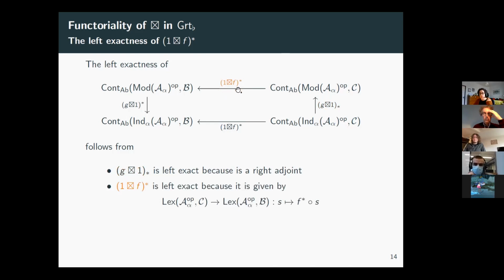This one, which in the general case had this complicated, or not very explicit description, in this particular place, because we're working with modules in this argument, has actually a very nice description that one can prove: these continuous functors from Mod A alpha up to C are precisely the left exact functors from A alpha up to C, because modules are just the free completion under small colimits of A alpha. So using that, you have that these two categories are the same. And then you just send every left exact functor to the composition with F upper star.